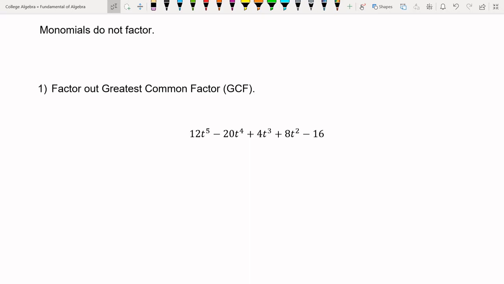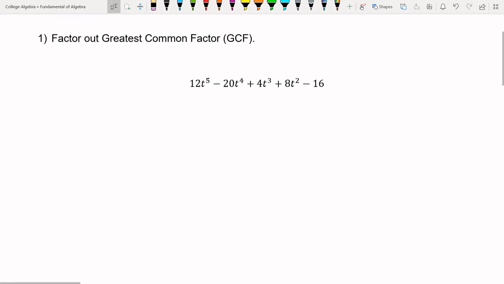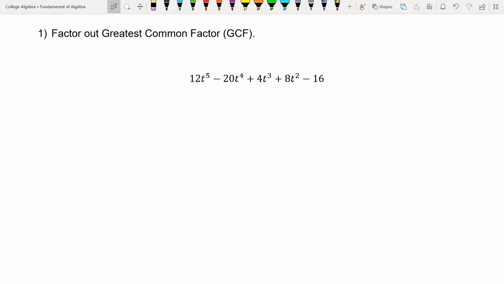First off, monomials do not factor. Those are pretty much just a term that's by itself, and there's really no way to factor that down. So keep that in mind. Always the first step is to take out the greatest common factor. That's because whenever we do that, our problems typically get smaller and easier to work with. So take out the GCF as the first step whenever possible.